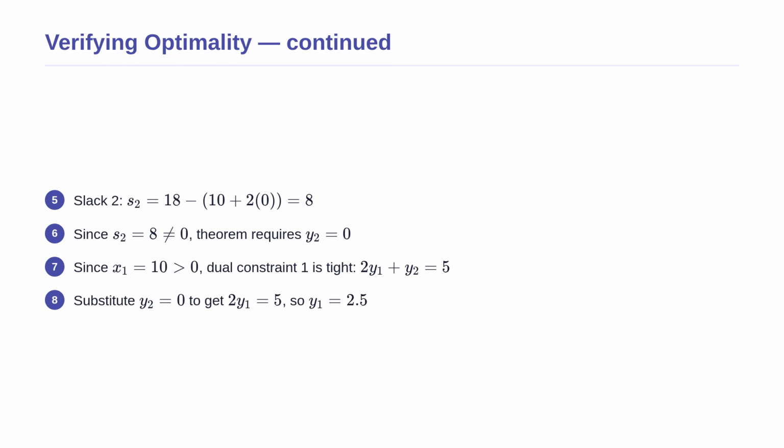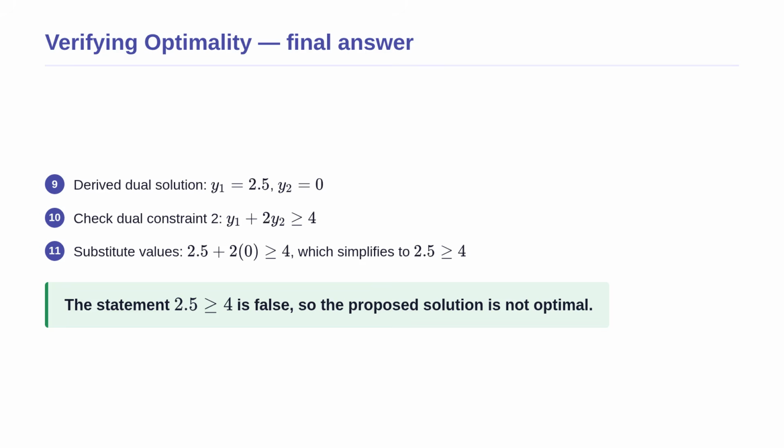Because there is leftover resource, the theorem strictly requires that the corresponding dual variable y2 must be 0. Furthermore, since the proposed value for x1 is strictly positive, the first dual constraint must be a tight equality. Substituting y2 = 0 into this equation gives us y1 = 2.5. We now have completely derived the proposed dual solution based entirely on the student's primal solution.